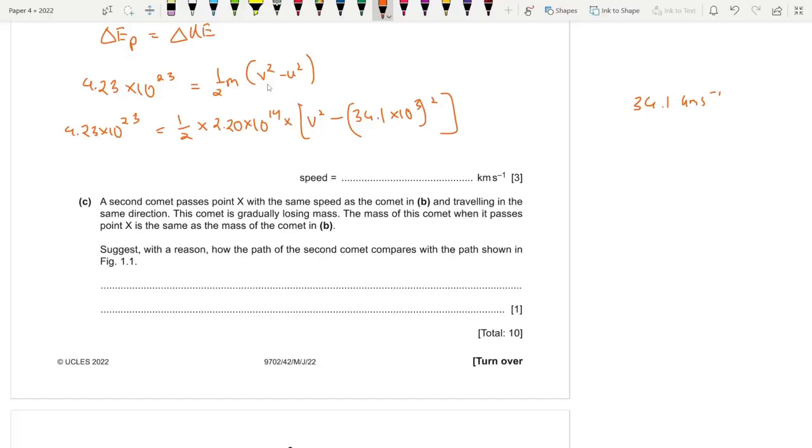So 4.23 into 10 power 23 times 2 divided by 2.2 into 10 to the power 14, plus 34.1 into 10 to the power 3 whole square.